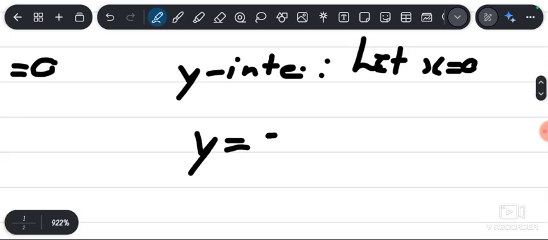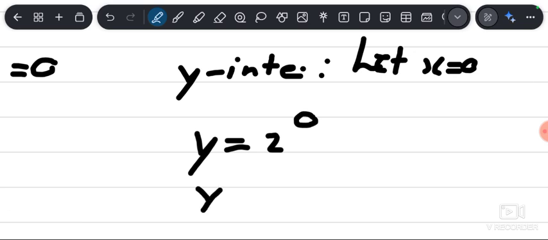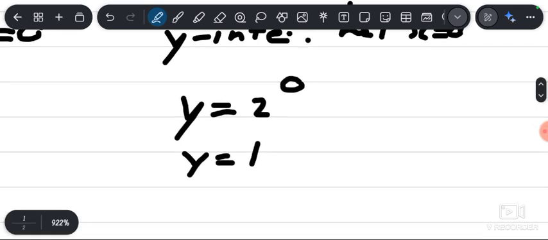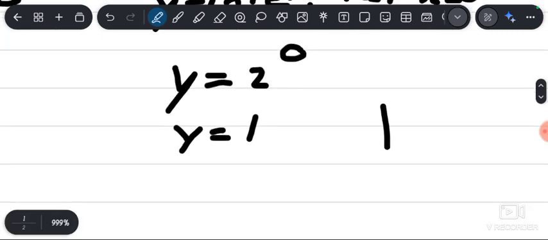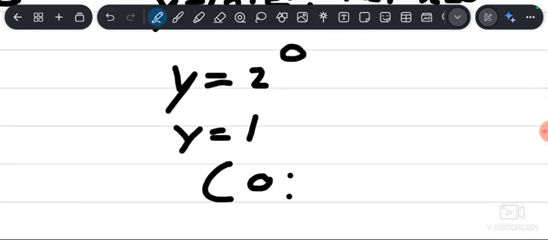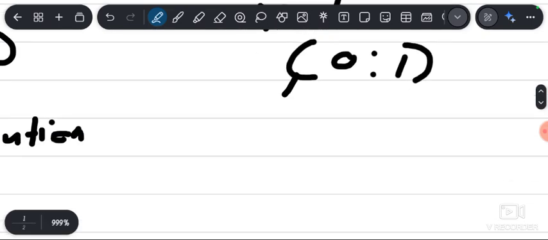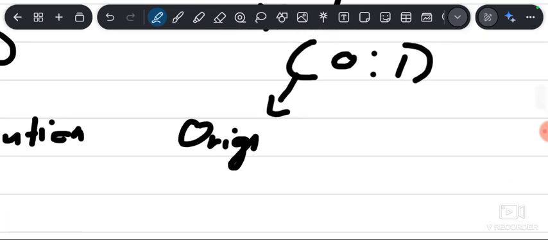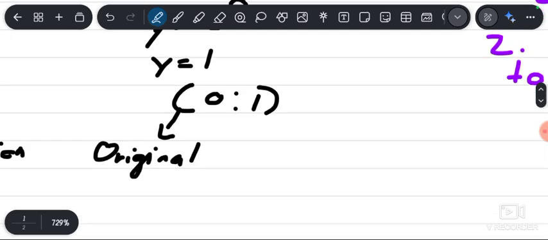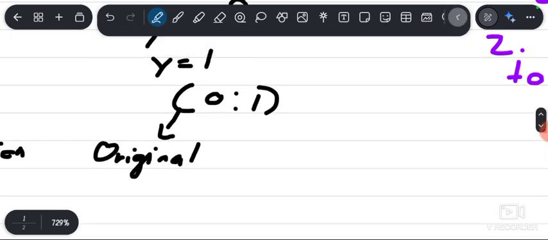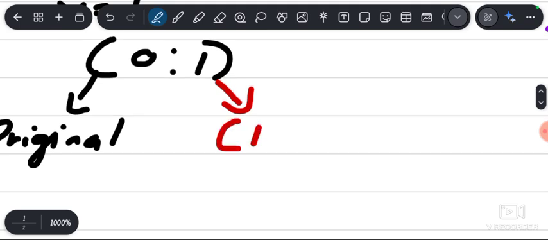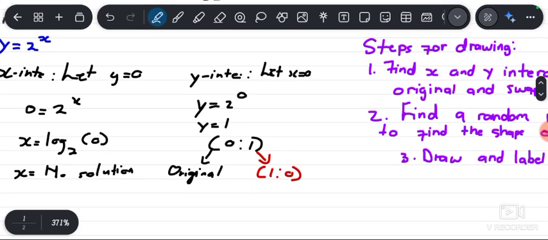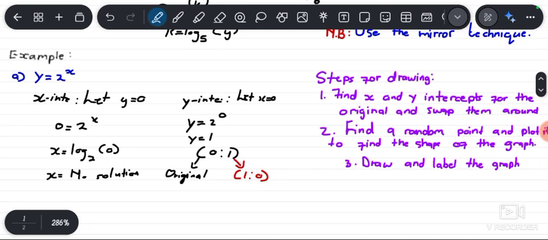I say y is equal to 2 to the x. For the x part, we put 0, and anything to the power of 0 is just 1. And I said to you when we started, the coordinates of the y-intercept, the x value is always going to be 0. So let's go ahead and put that. Let's say 0 and 1. Now here, this is for the original. Now I want us to go ahead and take the points to be an inverse. Now let's go ahead and swap them around. So now for the inverse, I'm going to have 1 and 0. Are we together? Yes. Now we've found the x and y intercept.